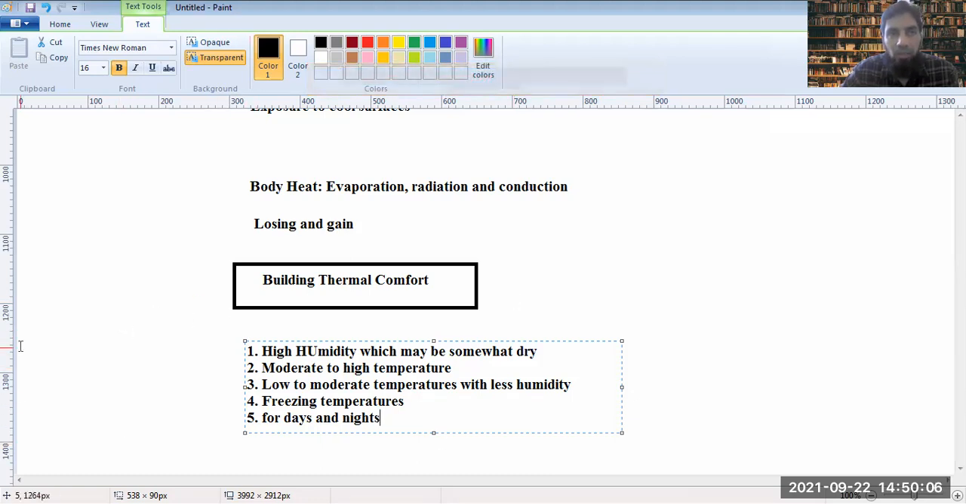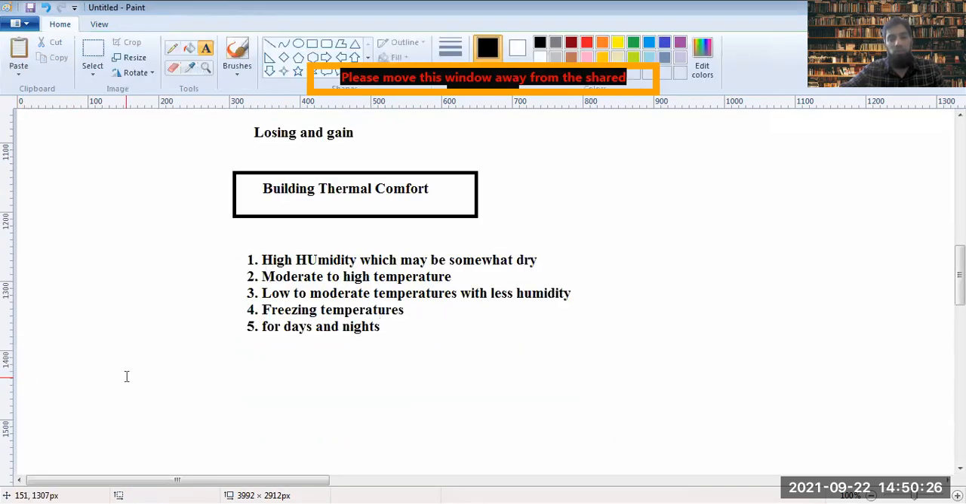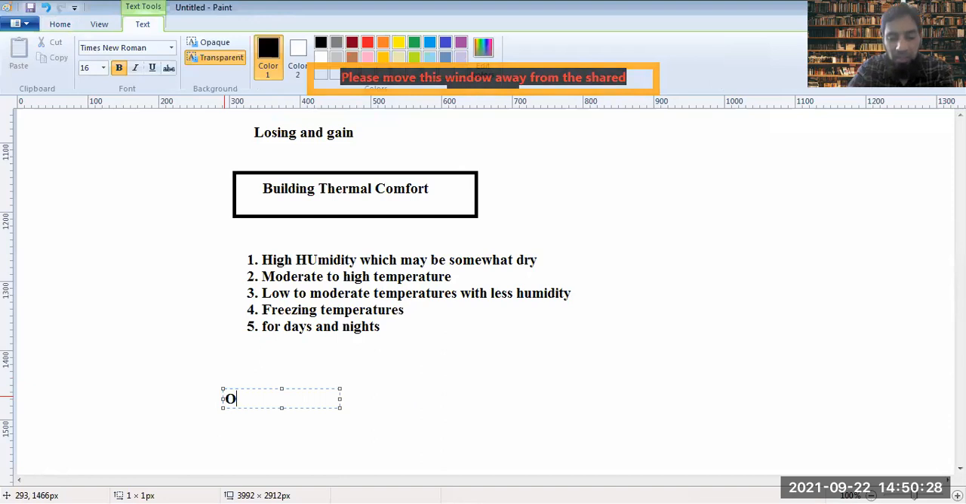So in building thermal comfort, we need to maintain these for all these seasons. We need to design our houses. So our houses can have many types of designs. Our objectives should be such that they have different types of designs.